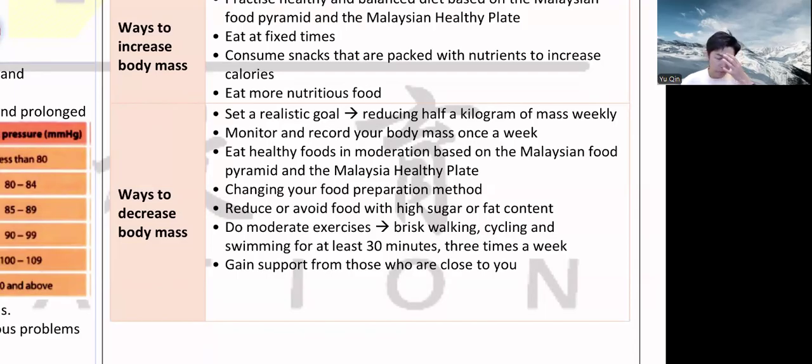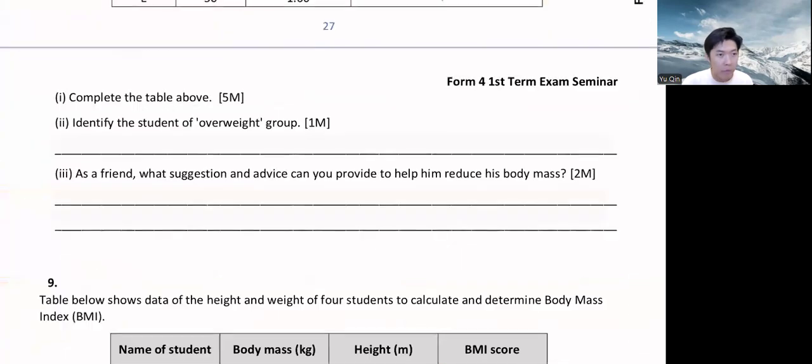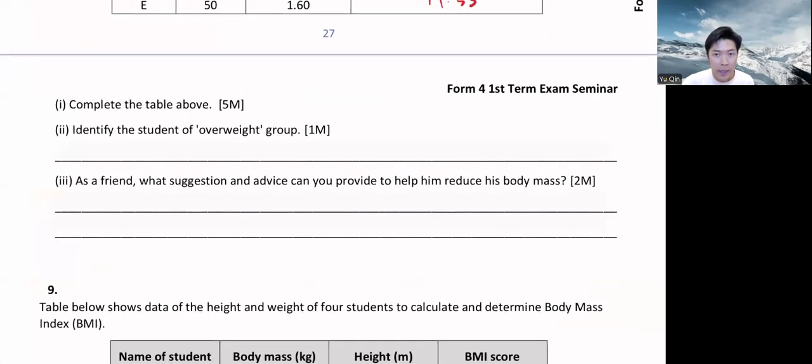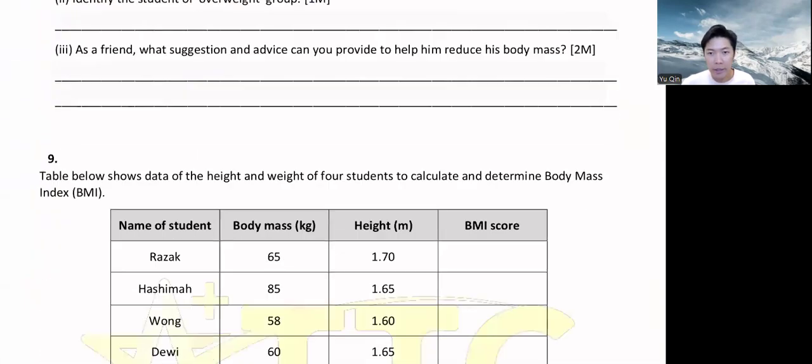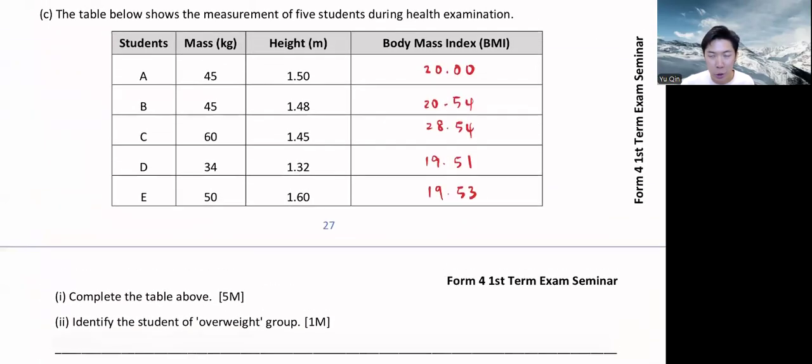Okay, good. Great. I guess that's it for BMI. Extra questions for you.